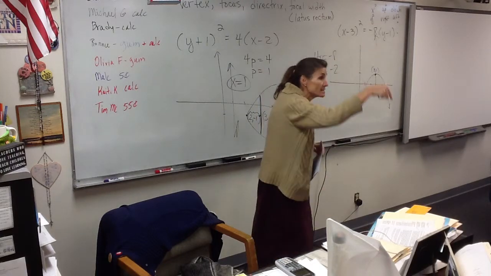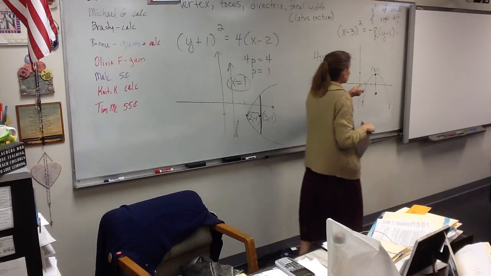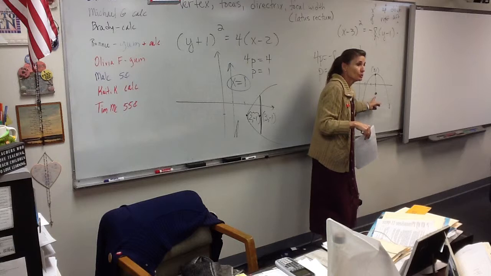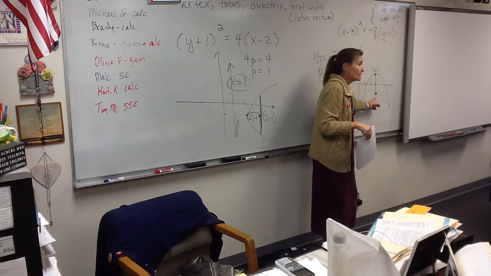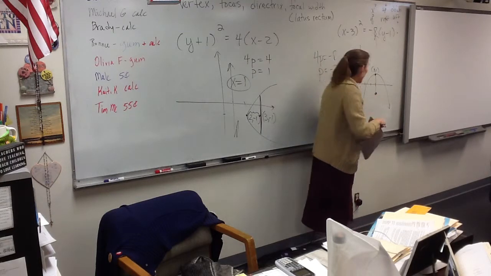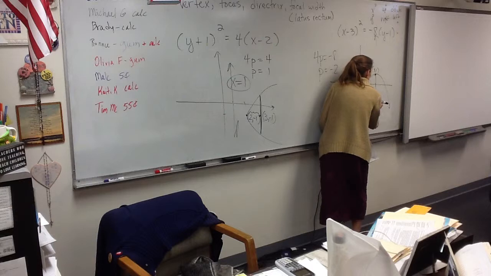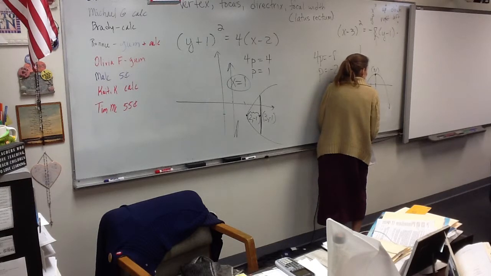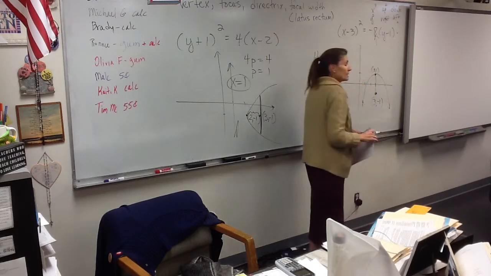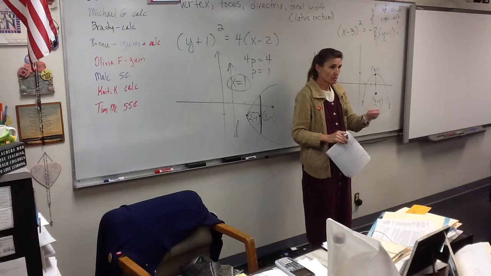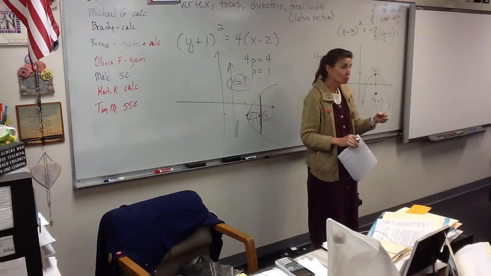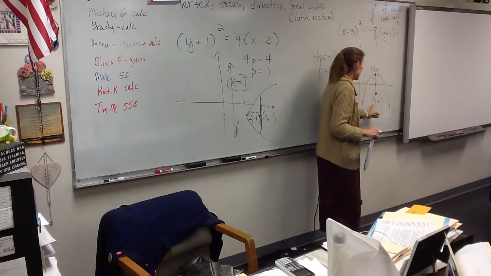Because we're going down. If you start here and you go down 2, what point will that be? It'll be 3 comma negative 1. Kids, you're going straight down. So your x isn't changing. You're still over 3, but now you're going down 2, so you would be at negative 1. There's your focus.